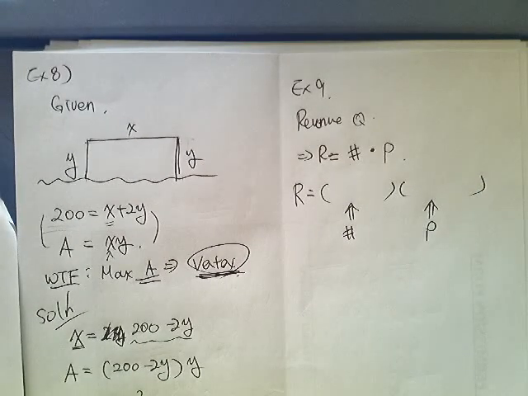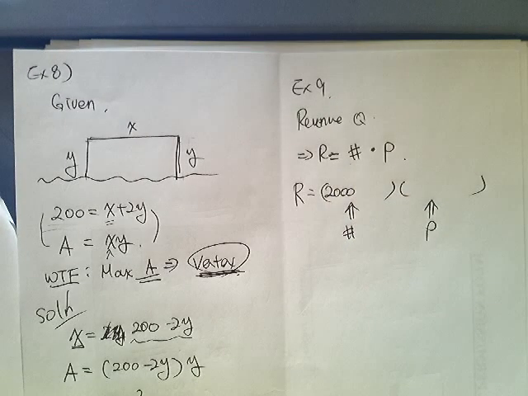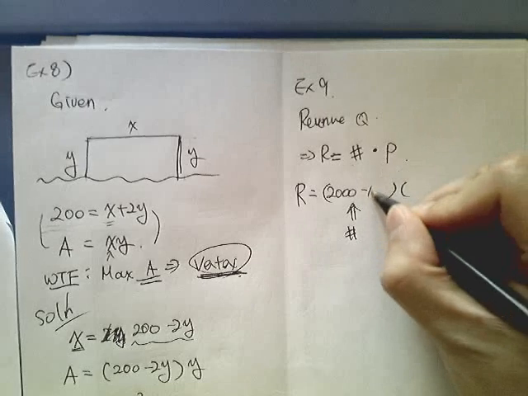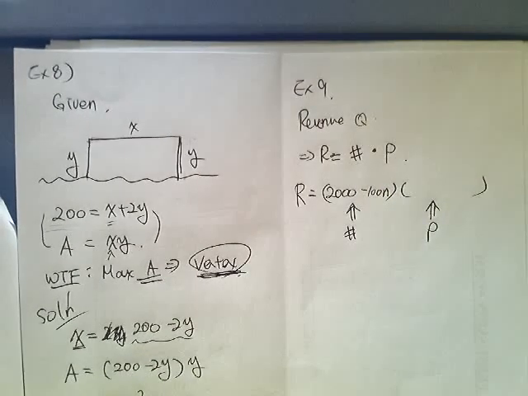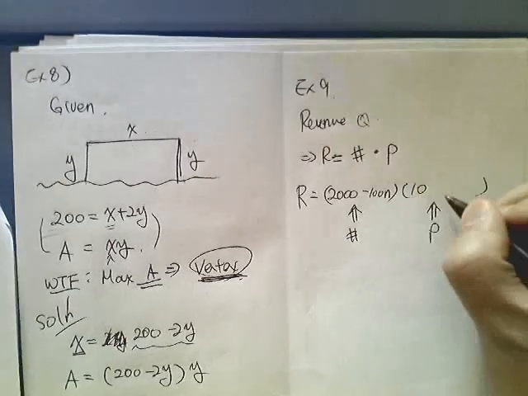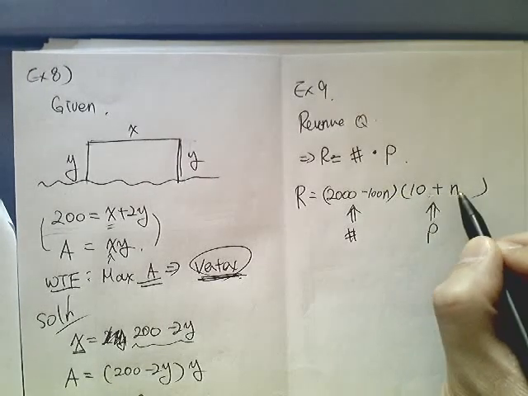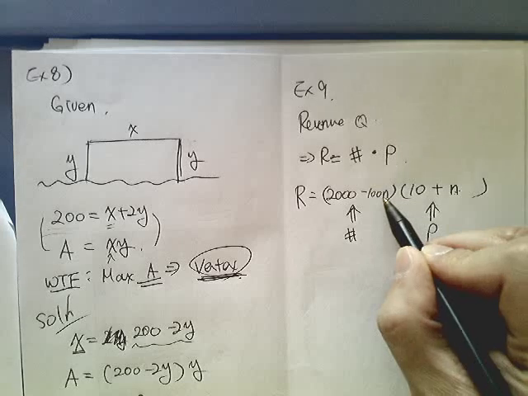So our job is to find the expression for the number of tickets. Here we start with 2,000 because we're selling tickets to 2,000 people. However, it says decreasing by how many? 100 every time. And then what about the price? The price is increasing one at a time, and it starts from 10. So every time the price increases $1, 100 decrease.